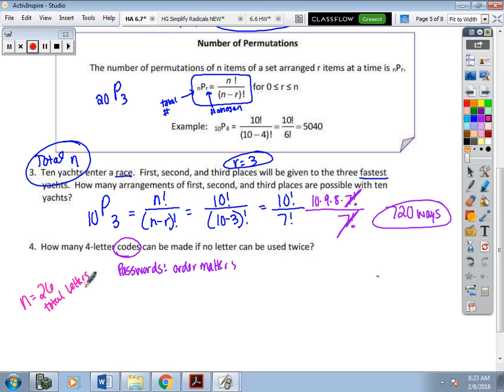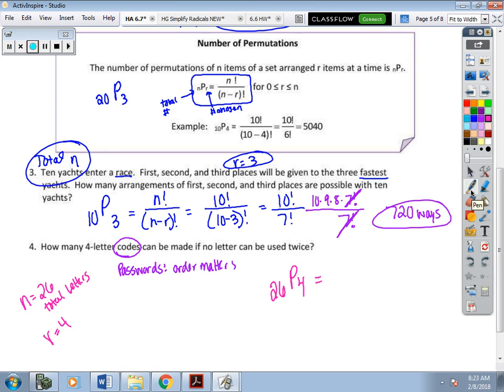And we're choosing 4. None of them can be used twice. So this would be 26 P 4. Now for this one, I'm going to show you how to do it in your calculator. So we'll do one of each, one with the formula and one with the calculator.